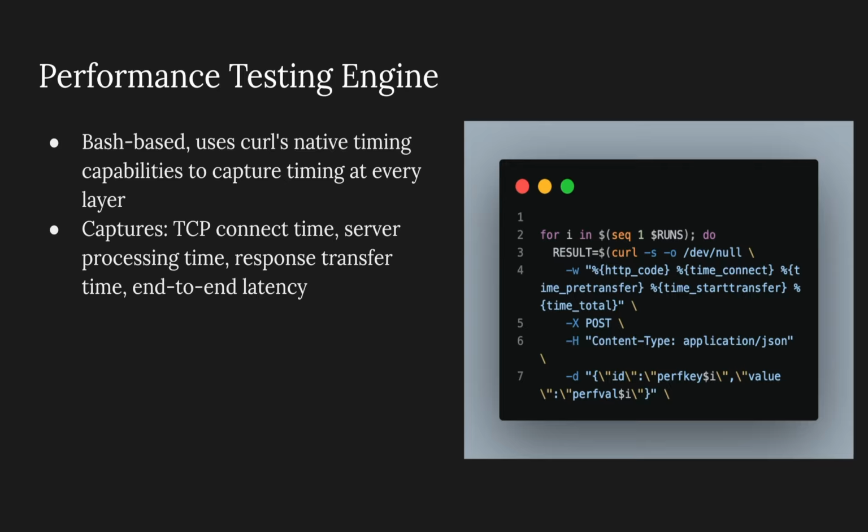The first layer of our project is our performance test engine, which is a Bash-based script that uses curl's native timing capabilities to capture the following metrics: the TCP connect time, server processing time, response transfer time, and end-to-end latency.